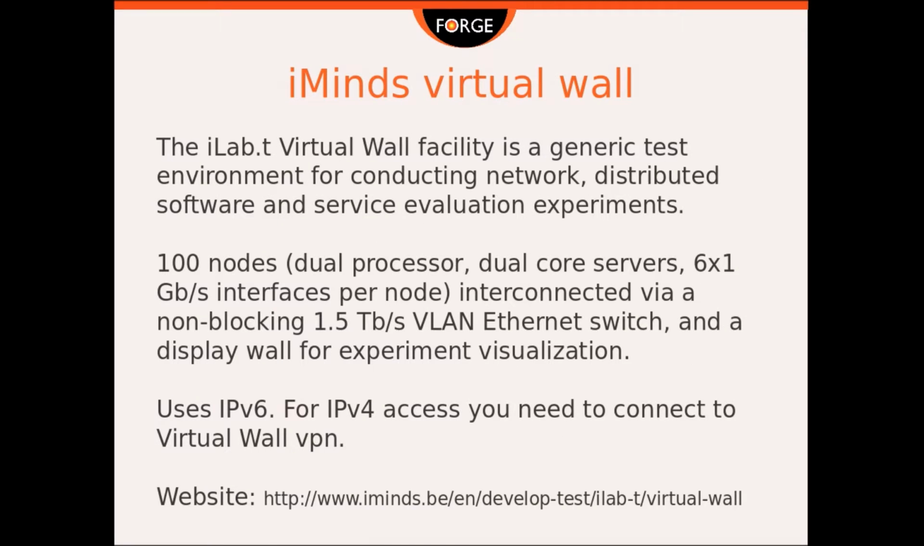A few words about the iMinds virtual wall. It is a generic test environment for conducting experiments on various systems, frameworks and technologies. Its facilities consist of 100 interconnected nodes. It runs on IPv6, however access with IPv4 is possible using their VPN. More information about the virtual wall and iMinds can be found on their website.